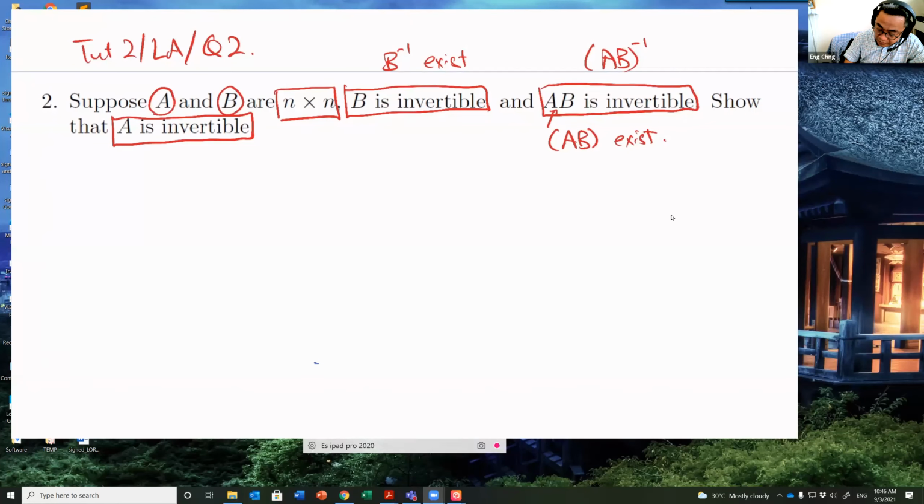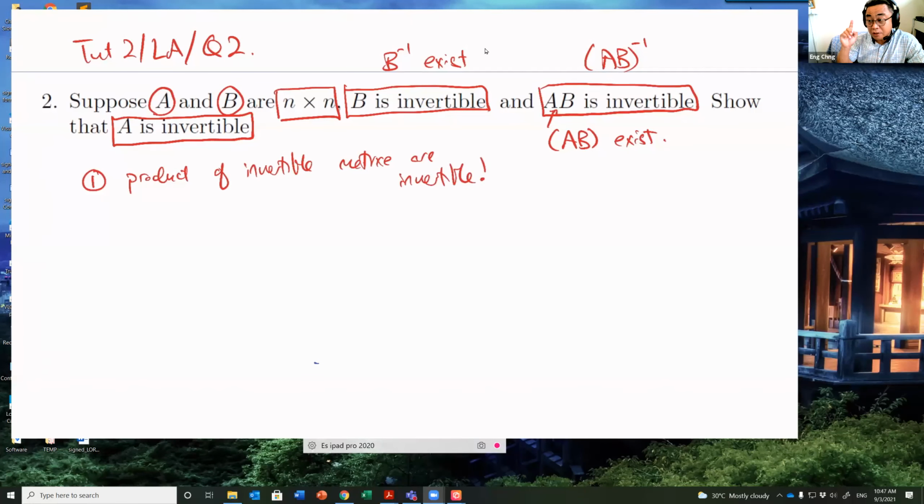So this is asking you, actually, the thing that we are trying to prove here is the product of invertible matrices are invertible. So we are actually trying to prove this, okay, in this question.